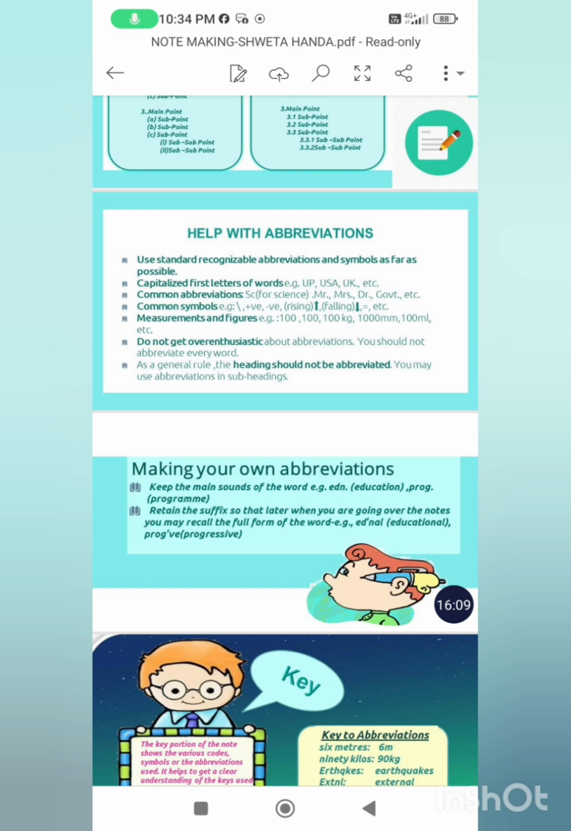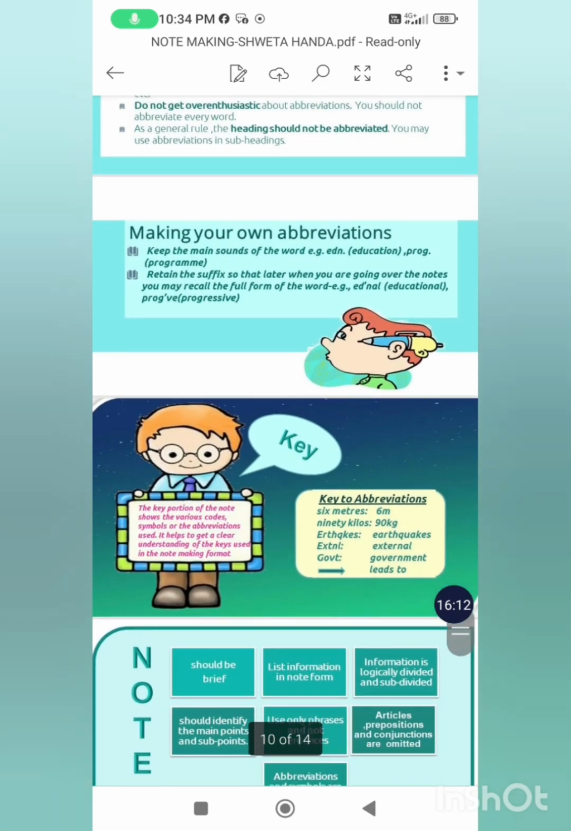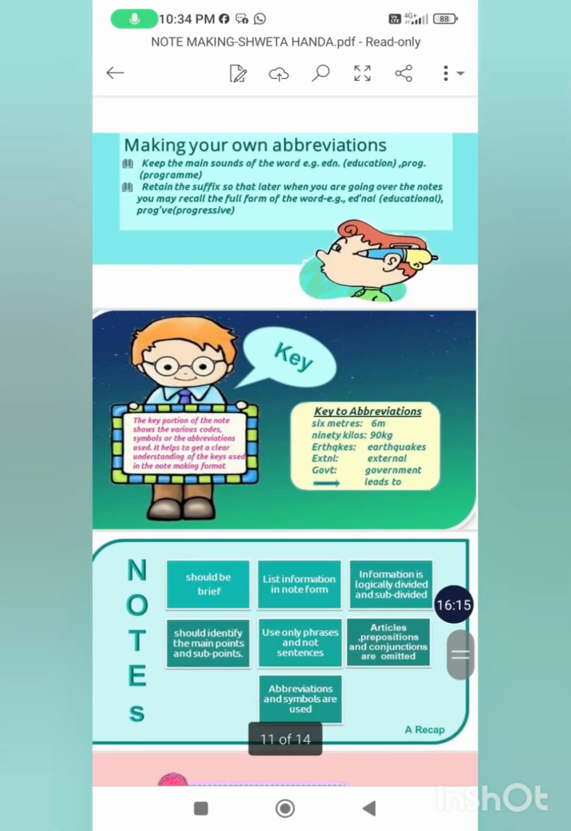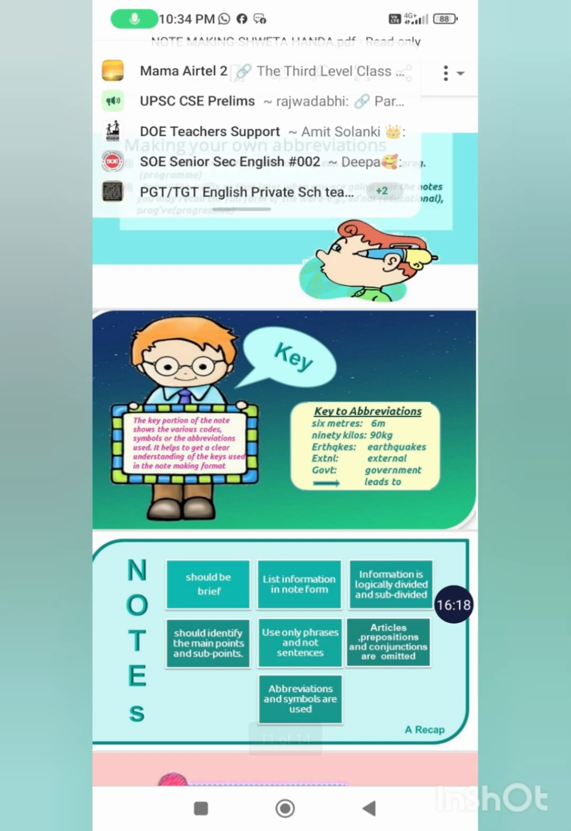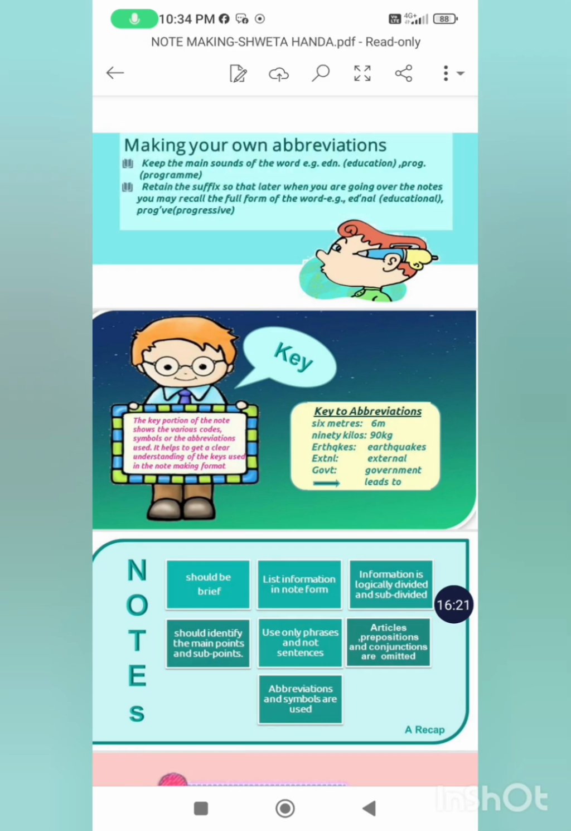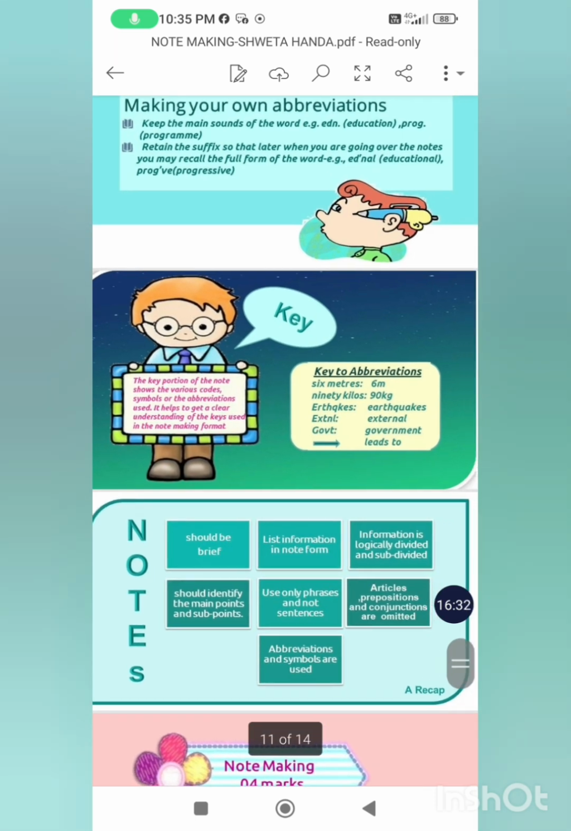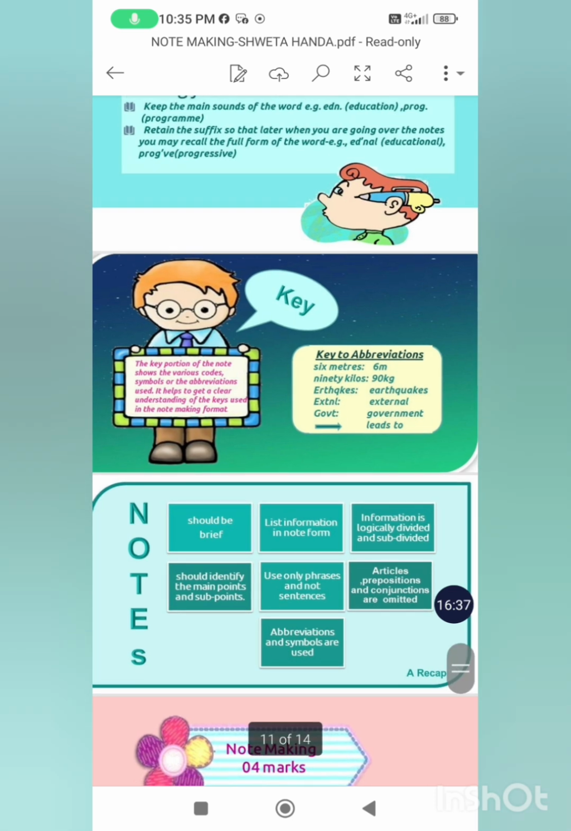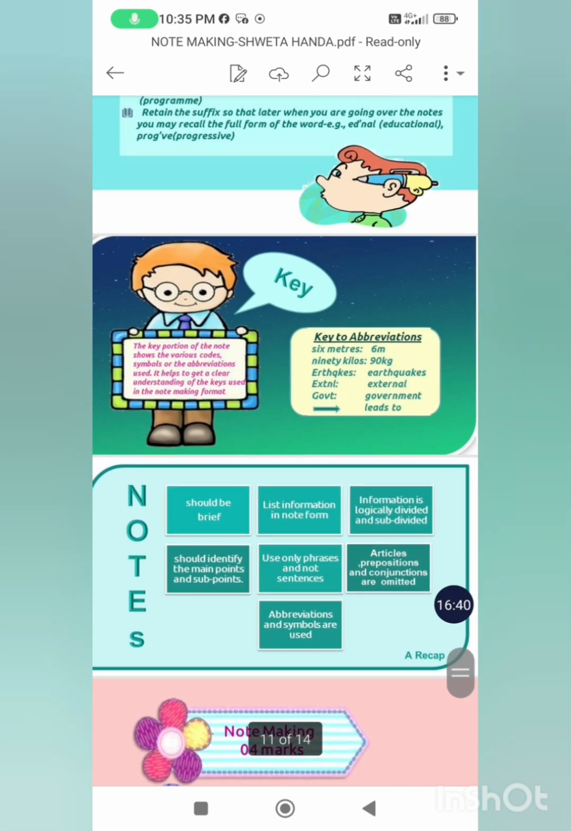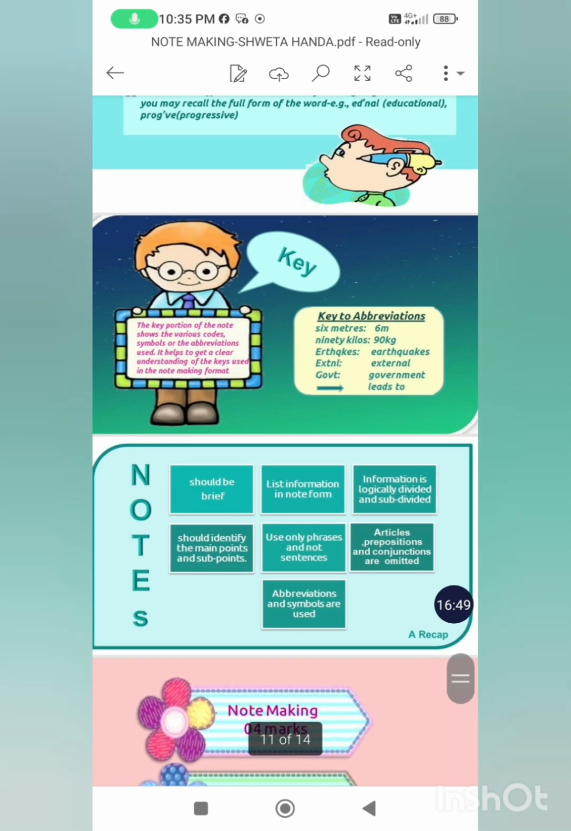So you may use abbreviations in subheadings, as I've mentioned in the class. When making your own abbreviations, keep the main sounds of the word. For example, education, so EDN. Program, so PROG for program. These are the standard abbreviations that we can make use of because these are the sounds, right? So retain the suffix. We have prefix and we have suffix, so you have to retain the suffix so that later when you are going over the notes, you may recall the full form of the word.